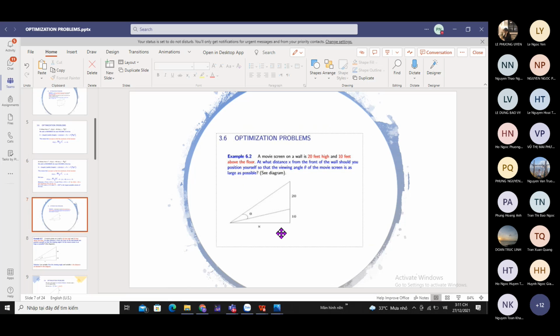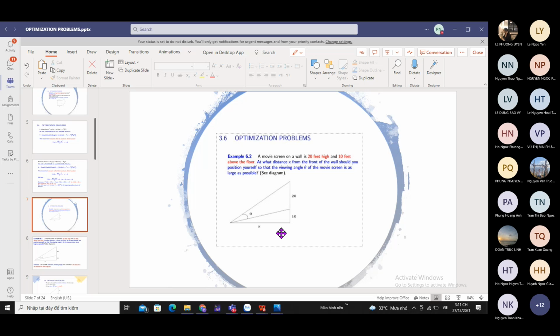Now, one more example. Look. A movie screen on a wall is 20 feet high and 10 feet above the floor. At what distance x from the front of the wall should you position yourself so that the viewing angle theta of the movie screen is as large as possible?